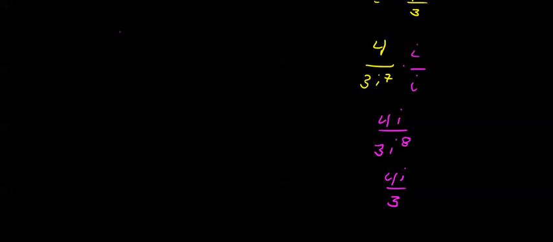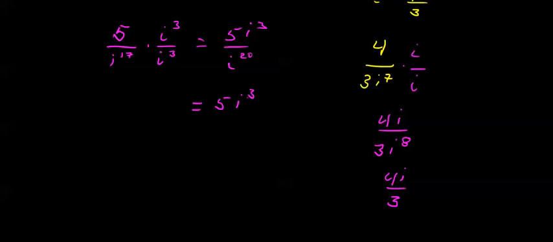Let's do another one like that. If we had 5 over i to the 17th, I would multiply top and bottom by i to the 3rd. Why i to the 3rd? Because 17 plus 3 is 20. That's a multiple of 4. So the denominator becomes i to the 20th, and we have 5i cubed over i to the 20th. But that's just 1, so it's 5i cubed. And i cubed, remember, is negative i. So we have negative 5i.